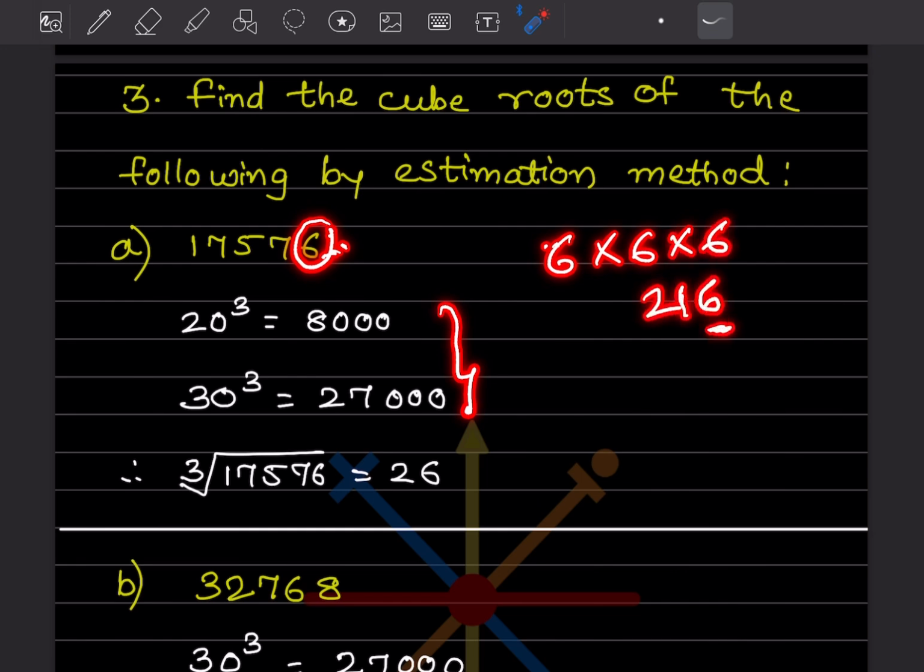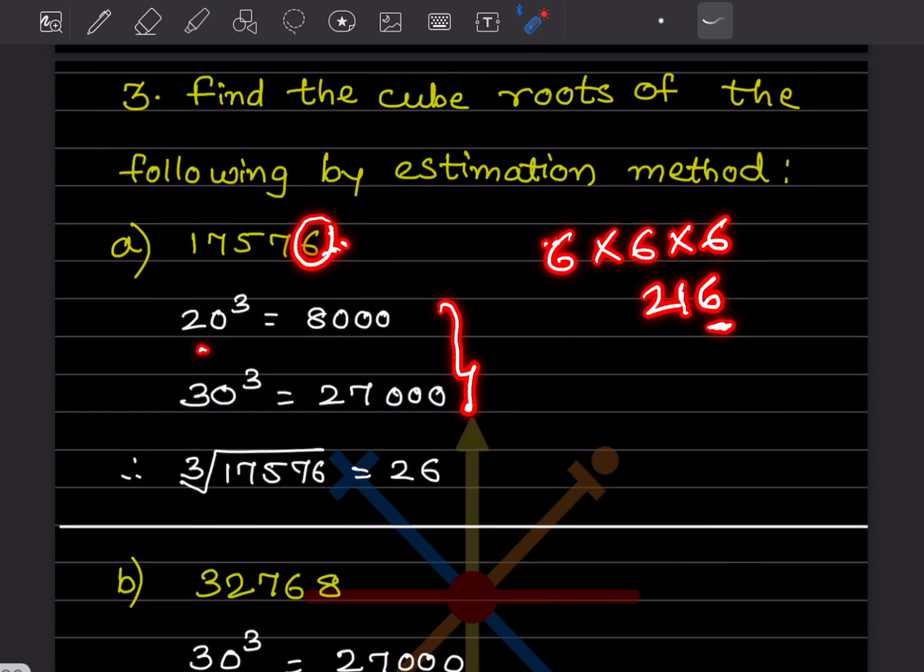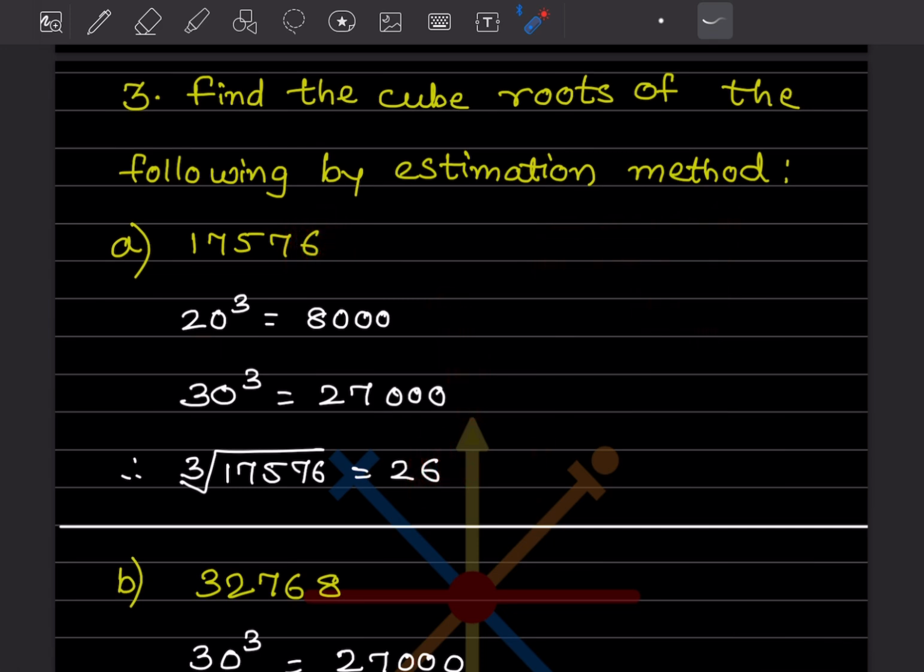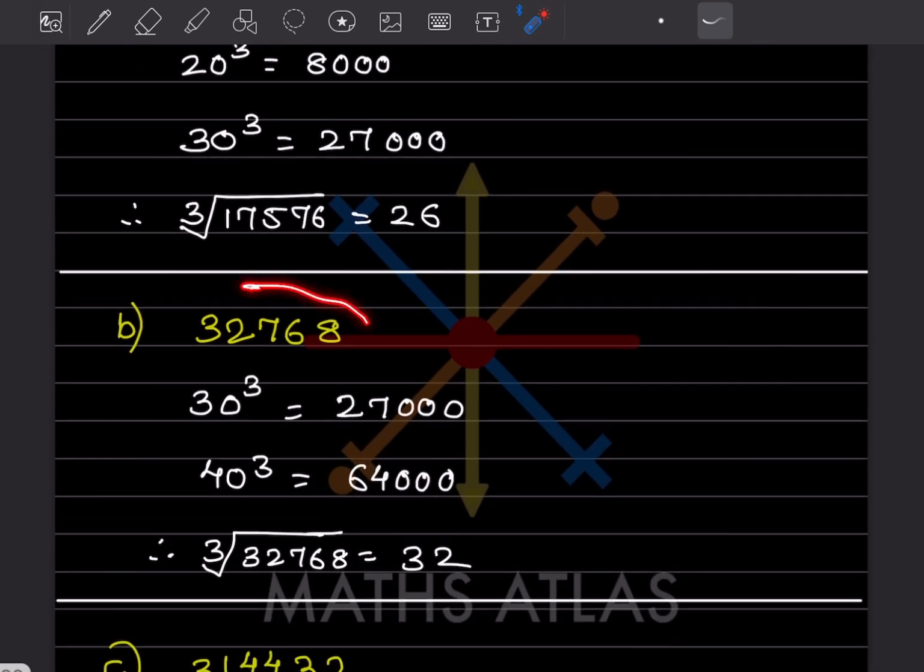So here is 6. So what are you going to do here? Definitely it will be 20, and this 6 is the unit place. So that is going to be 26. So 26 is the answer. So we write here: cube root of 17576 is 26.